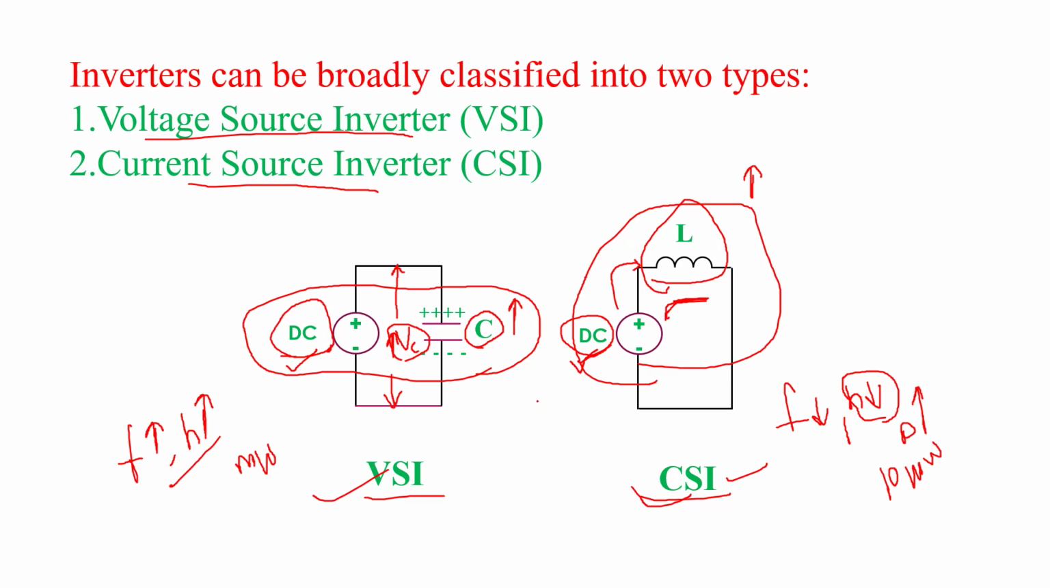The third difference is, here we use power semiconductor devices whose switching frequency is high, just like IGBT or MOSFET. Here we use low switching frequency devices just like thyristors or GTO.